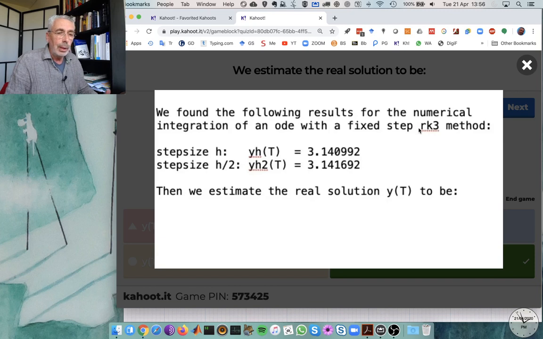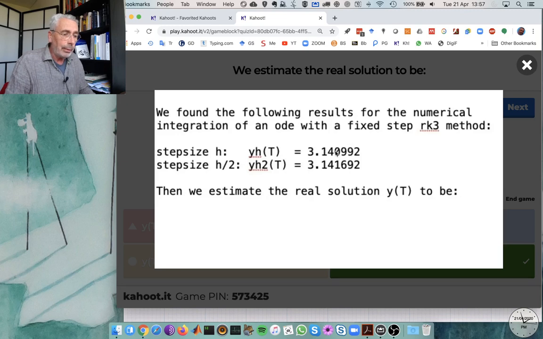But as you know, there's a constant in front of the error estimation, and it has to do with the power. So it's 1 over 2 to the power p minus 1. And since p is 3 for the RK3, you get 2 to the power 3 is 8, minus 1 is 7. So it's 1 over 7 times 0.007. So it should be 0.001, which is the error estimate.